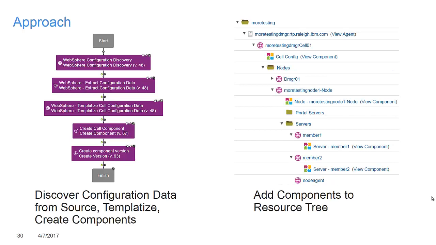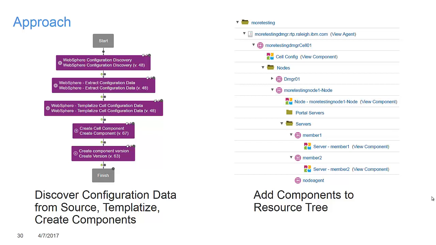Next, they ran processes to discover configuration data from their source WAS7 machine, turn it into templates, and create components which stored those templates as component version artifacts. The nice thing about this is that we have sample processes on our website that you can download and use, and that's exactly what this client did.